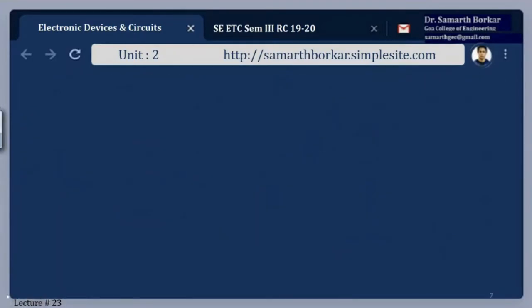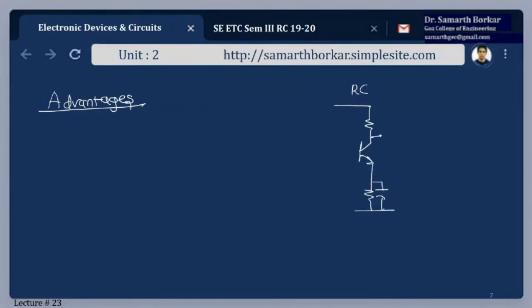Now let us try to understand the advantages. The main advantage of the transformer coupling over RC coupling is that all the DC voltage that is supplied by VCC is available at the collector due to absence of collector resistance. What is the meaning of this statement? In case of RC coupled, I'm just doing the final stage. The output is taken from the collector. This is the final stage.